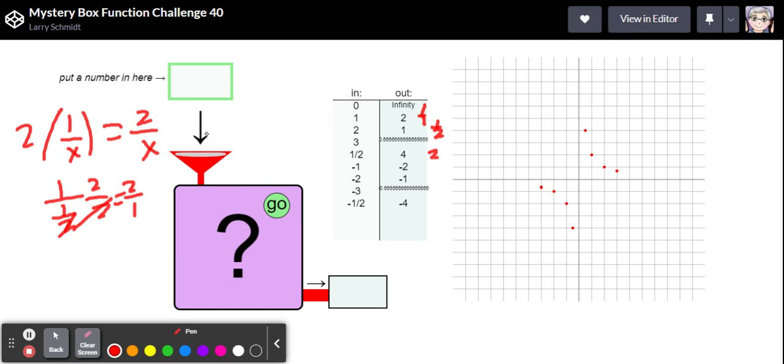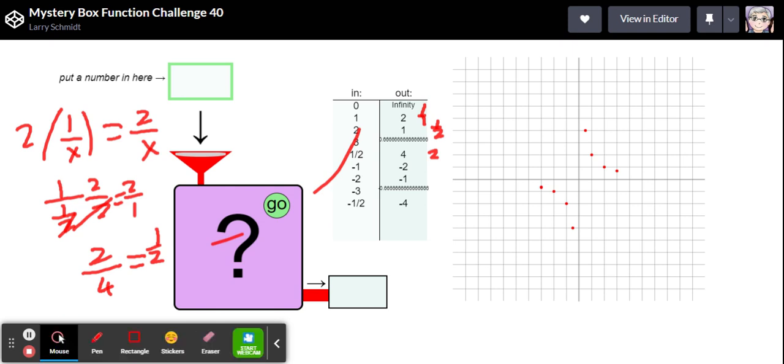You might want to try a couple other points. Maybe we'll try one more. What would I get if I put in a 4? So if it's 2 over x, I would put 2 over 4, and that should be 1/2. So if I put in 4, I should get 1/2. Let's try that. So there's my 4. Do I get 1/2? Yeah, I did get 1/2. Okay, so I'm pretty confident that this is the function f of x equals 2 over x.